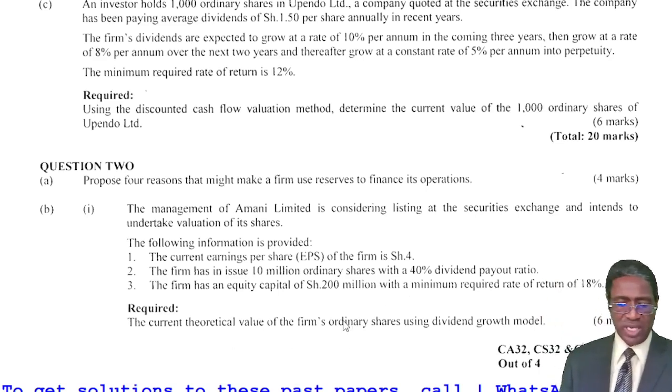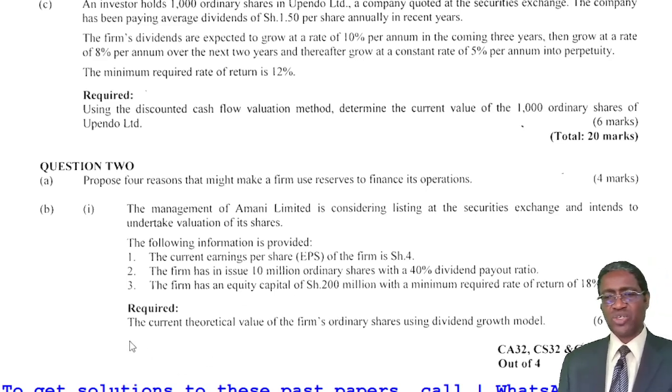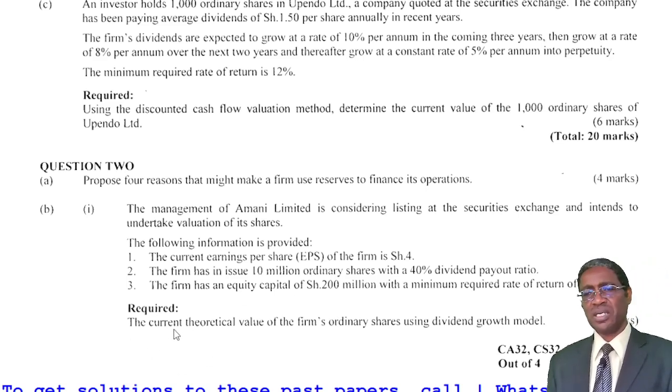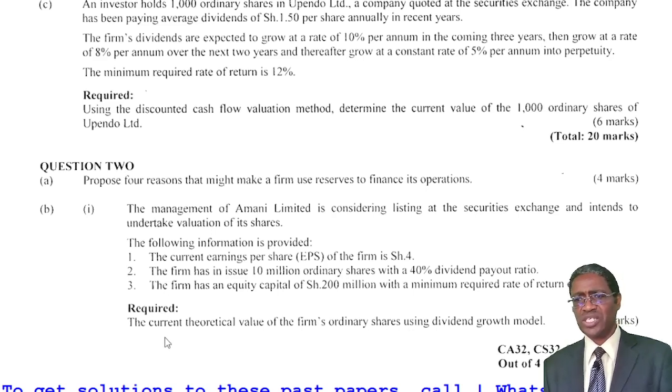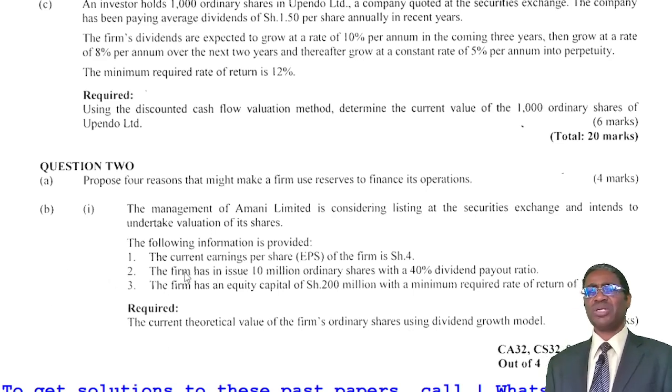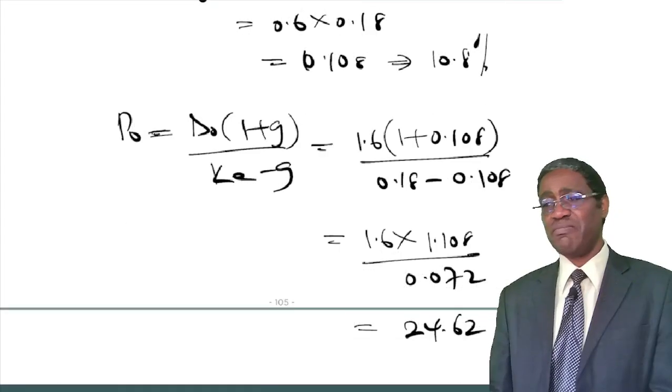How many shares were there? We are told to calculate the current theoretical value of the firm's ordinary shares. So how many shares were there? Where is that note? Good. Note number 2 says the firm has in issue 10 million shares. Good. Now you know the value per share. Multiply that by the number.